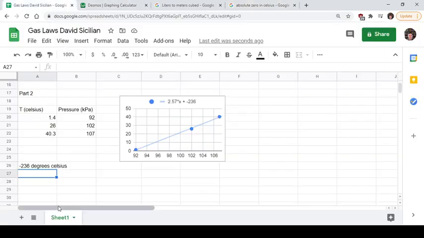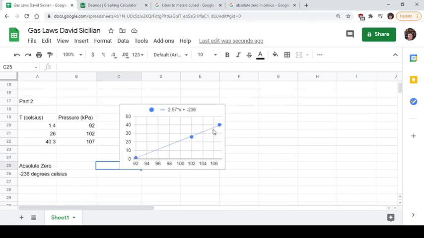But anyways, that's the last thing I wanted to do in this lab. So let's just label this our measurement for absolute zero. And that'll do it for this lab. All we got to do now is submit our spreadsheet.